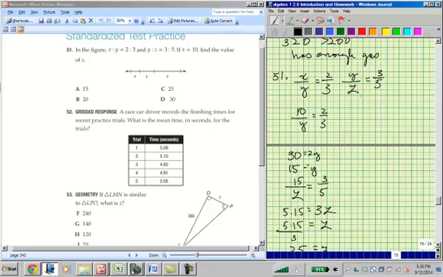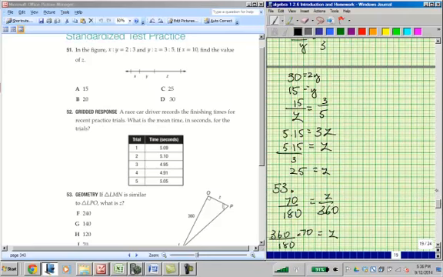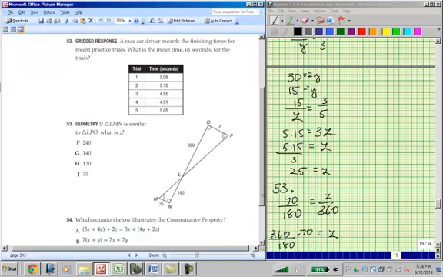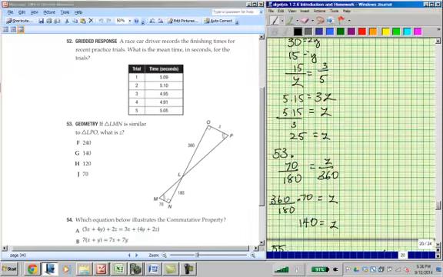Okay, 55, spiral review. So let's see, this should be pretty quick. Okay, absolute value of x plus 5 equals negative 8. No solution. Absolute value of 2p minus 3 equals 17. 2p minus 3 equals 17. 2p equals 20. P equals 10. 2p minus 3 equals negative 17. 2p equals negative 14. P equals negative 7.